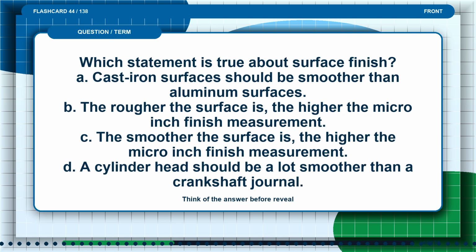Flashcard 44. Which statement is true about surface finish? A. Cast iron surfaces should be smoother than aluminum surfaces. B. The rougher the surface is, the higher the micro-inch finish measurement. C. The smoother the surface is, the higher the micro-inch finish measurement. D. A cylinder head should be a lot smoother than a crankshaft journal. Pause and think of the answer before the reveal.